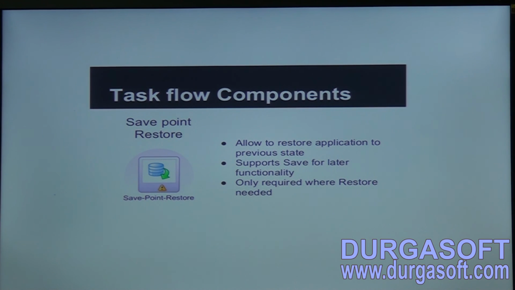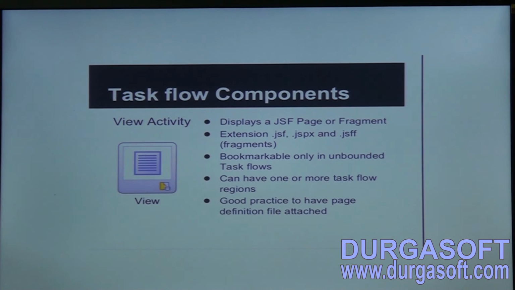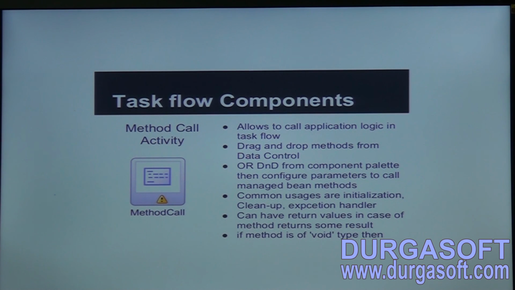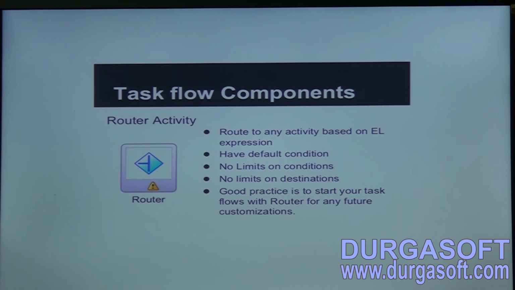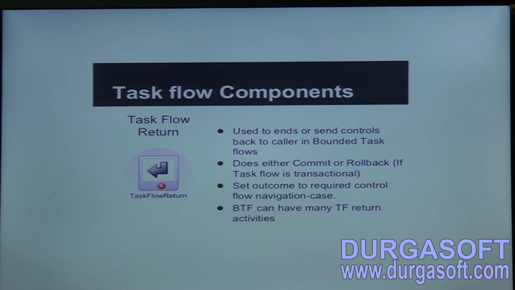This is save point, for restoring purpose. So one is view activity, for displaying the page, and another activity is method call activity, to invoke the method, to execute the method from the task flow. Next another one, router activity to implement if-then-else. Next another one, task flow call activity to call a task flow from another task flow.